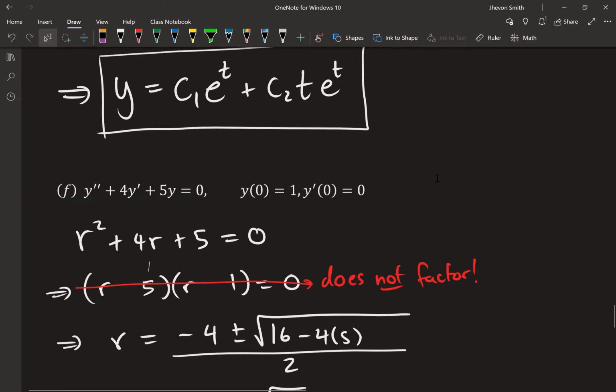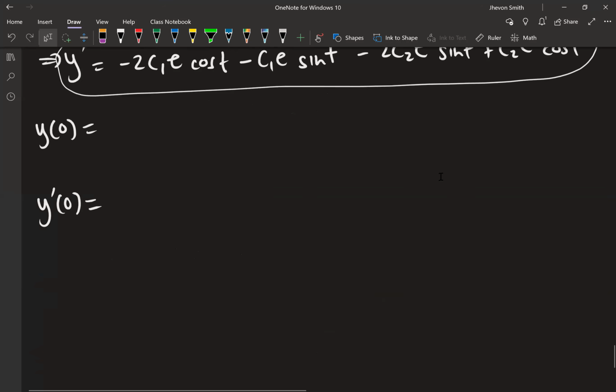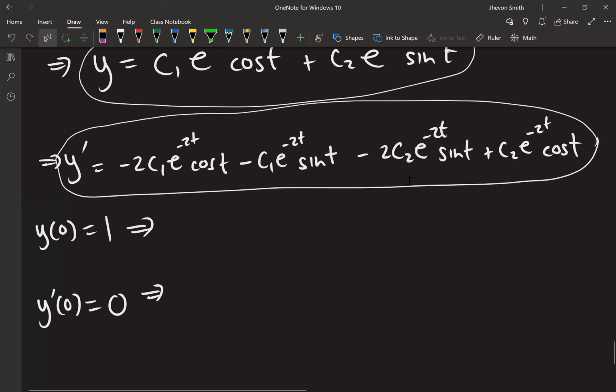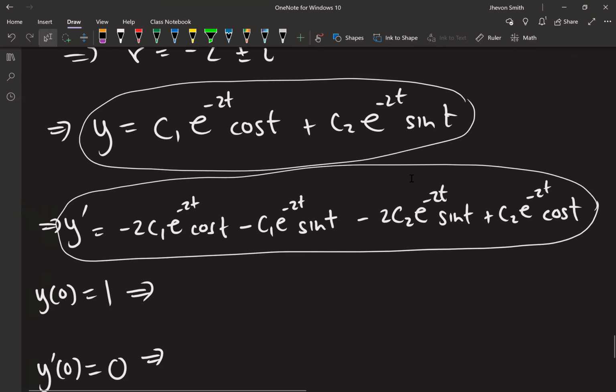Y of 0 equals 1, y prime of 0 equals 0. So I'm going to go to the original and plug in 0 everywhere I see t, and I would get the result 1. Cosine of 0 is 1, e to the 0 is 1, so that's just c1. Sine of 0 is 0. So that's already just equation 1, and I can already tell the c1 value from that.